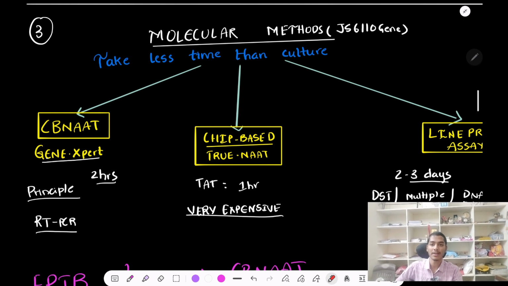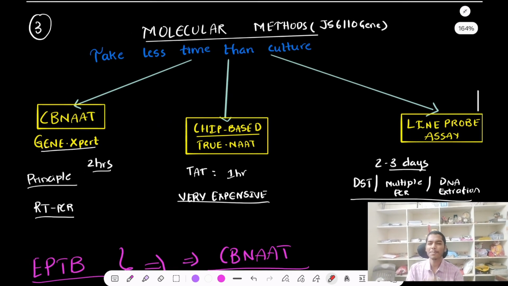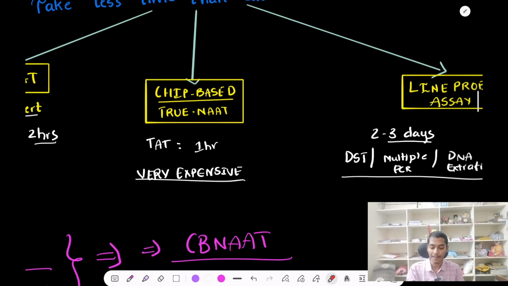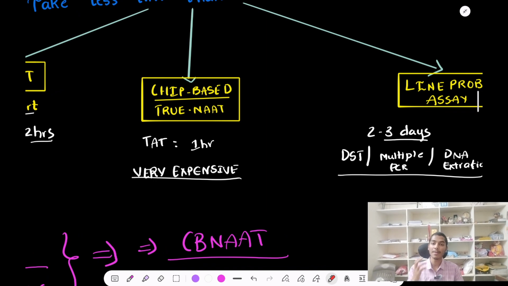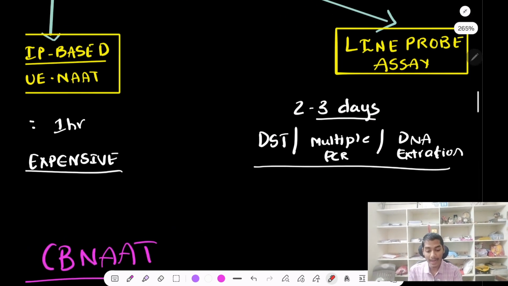We have 3 different methods: CBNAAT or GeneXpert, then TrueNat or chip based, and then we have line probe assay. What are the principles of all these? First we have CBNAAT. The principle of it is real time PCR. TrueNat, as the name indicates, is chip based PCR. And for line probe assay, first we have the DNA extraction, then multiplex PCR, then drug susceptibility testing.